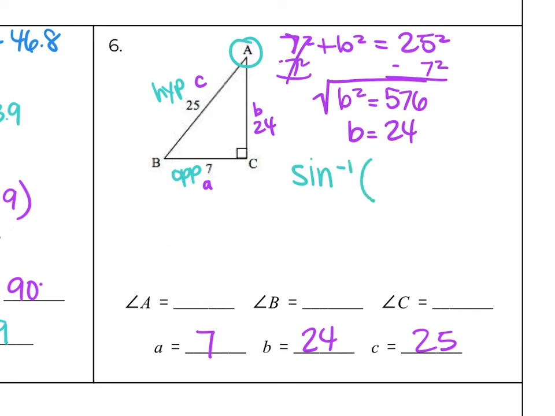All right, Leo, which number would go first, 7 or 25? Yep, and then divide by 25. So that's going to give me angle A.